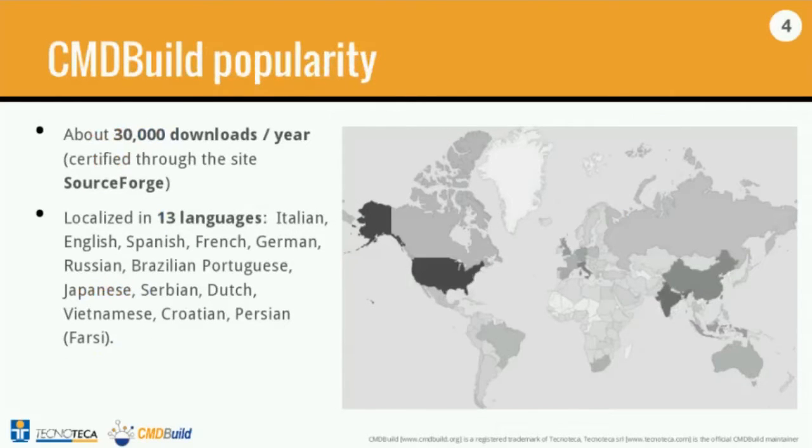CMDBuild has been downloaded about 30,000 times per year. This is certified through the site SourceForge, and it is translated into 13 languages, which you can see there: Italian, of course, English, Spanish, French, German, so the most common European languages, and many others.